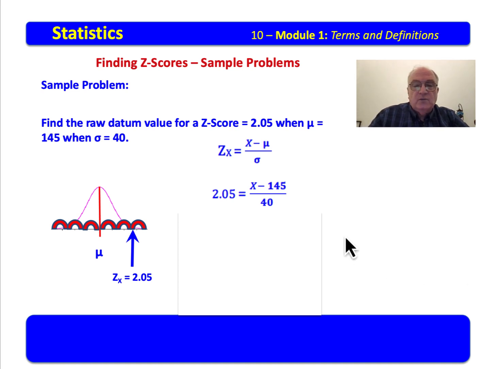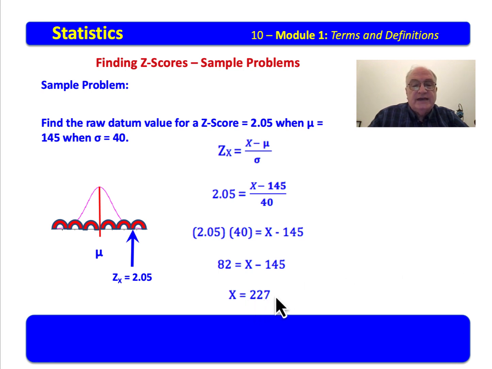So the first thing that we're going to do is multiply both sides by 40 to get this off the bottom. 82 equals x minus 145. We're going to add 145 to both sides, and the raw datum value is 227. We're able to take a raw datum and find its z-score. We're able to take certain values of mu and sigma and find the raw data.